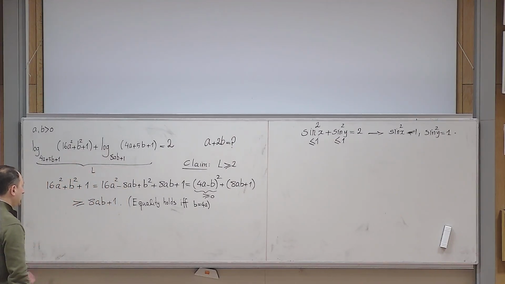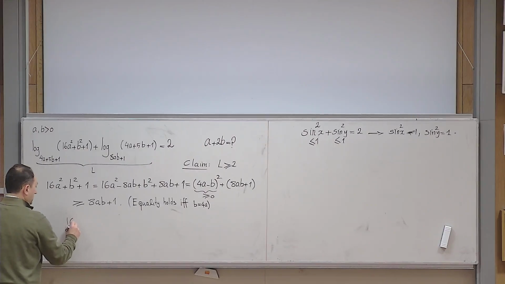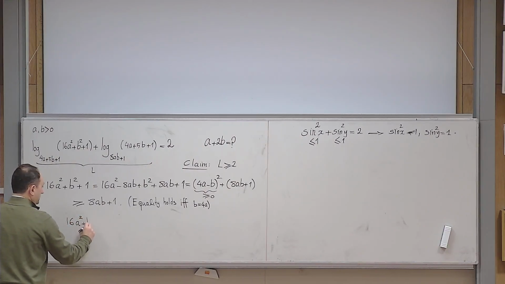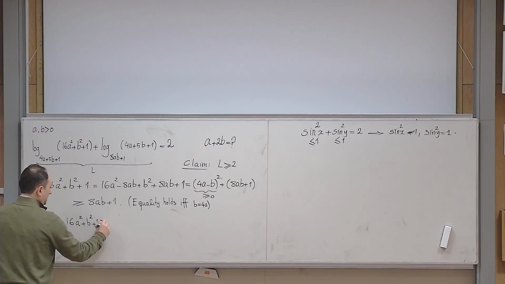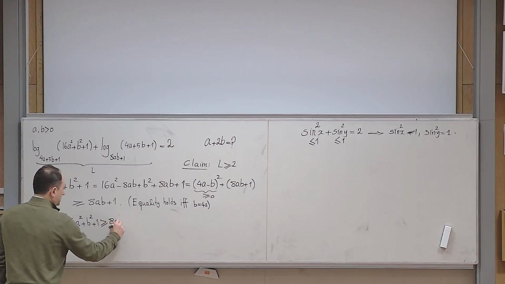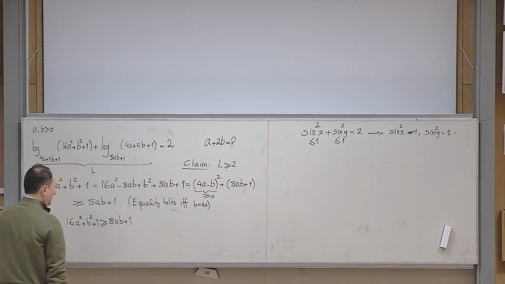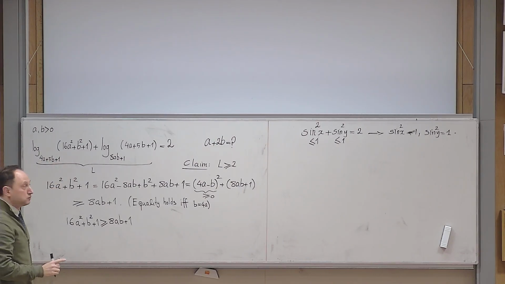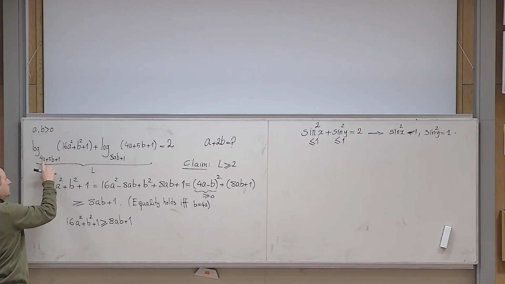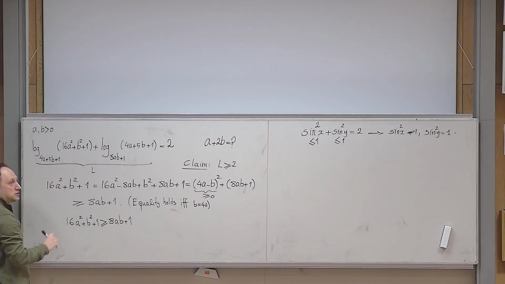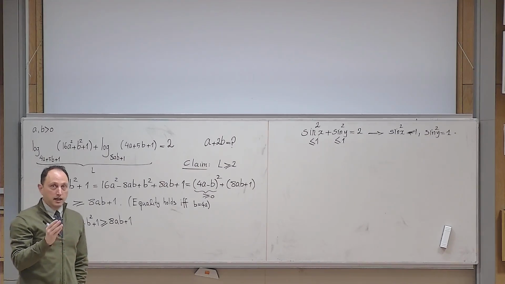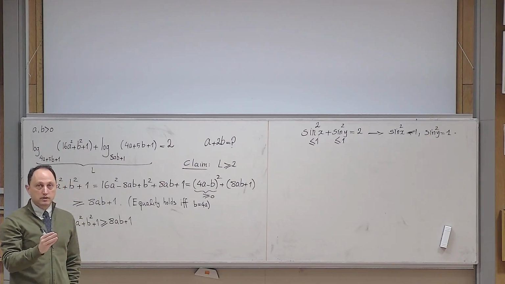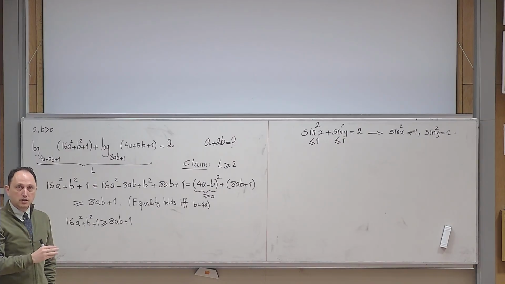Now, what do I have? I was able to prove that 16a squared plus b squared plus 1 is greater than or equal to 8ab plus 1. And I know that 4a plus 5b plus 1 is a number greater than 1. Why? Because a and b are positive. So when I calculate this, this becomes a number greater than 1. And if I have a logarithm whose base is greater than 1, the logarithm is an increasing function.